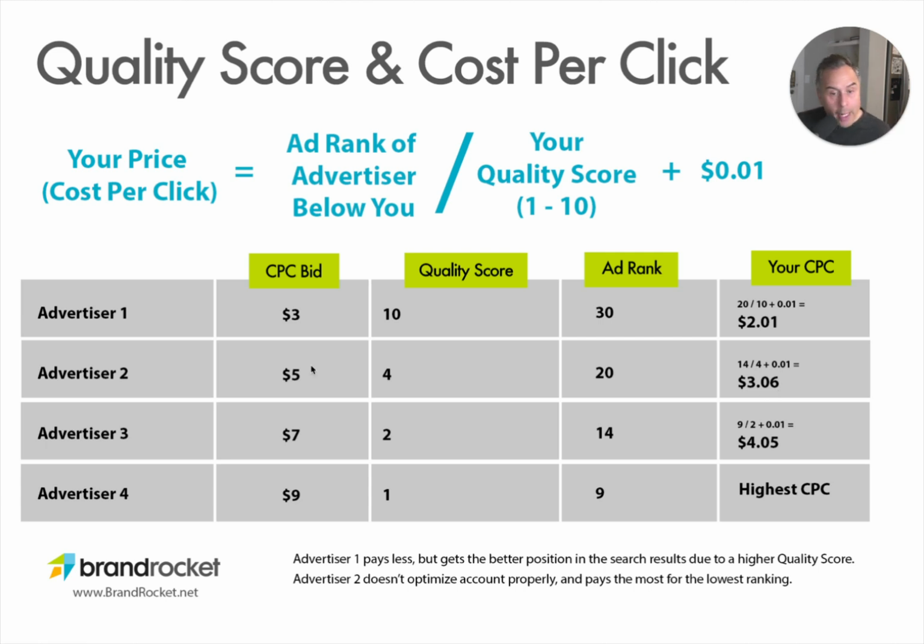Advertiser 3, $7 CPC bid. They're more than double the quality score, but they didn't work on it at all because they were rushed. Maybe they just followed Google's prompts and built something up quickly. Ad rank of 14, CPC of $4.05. They are paying double what advertiser 1 pays.